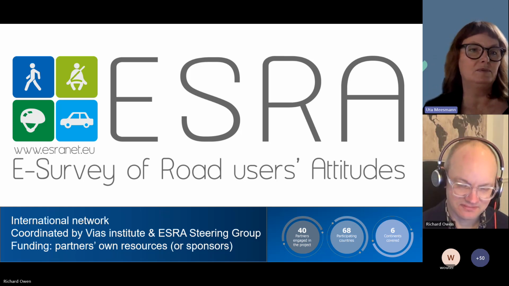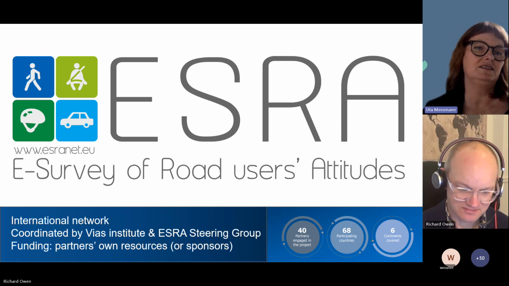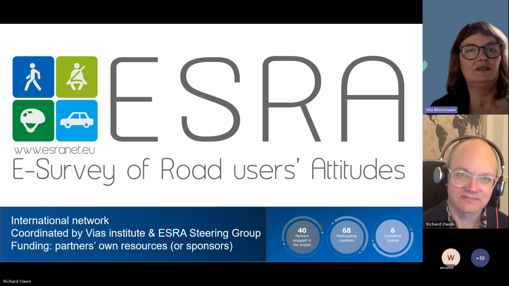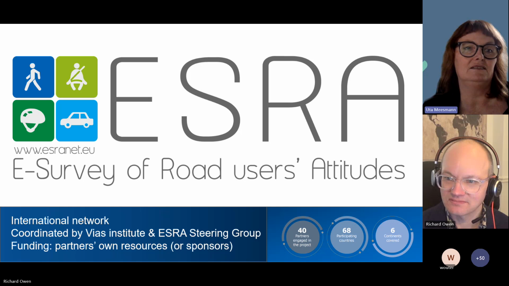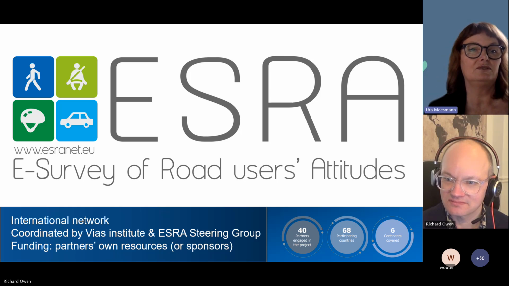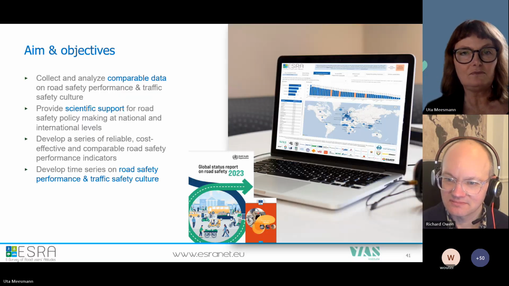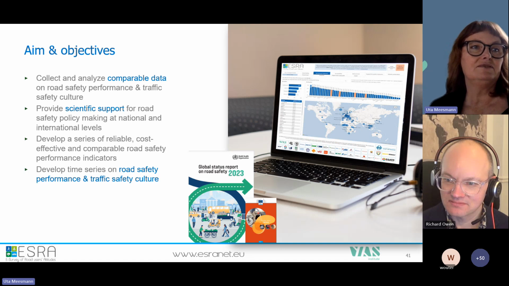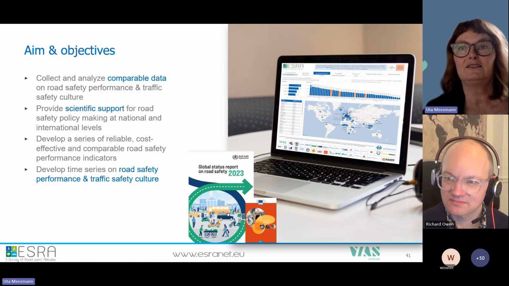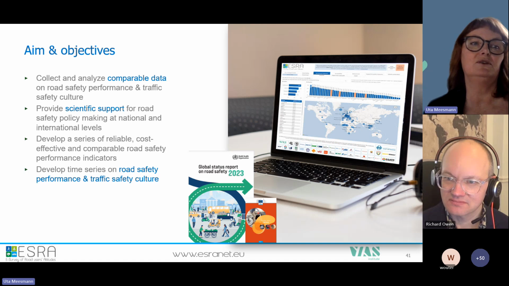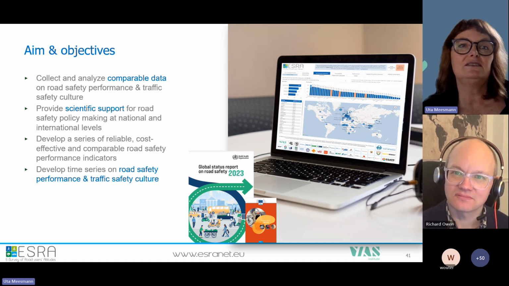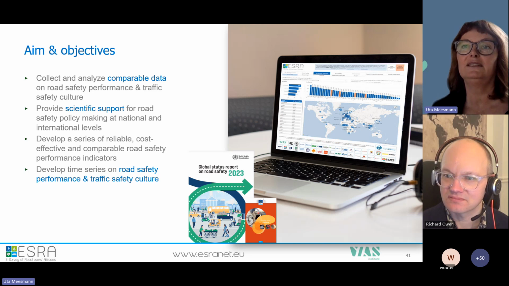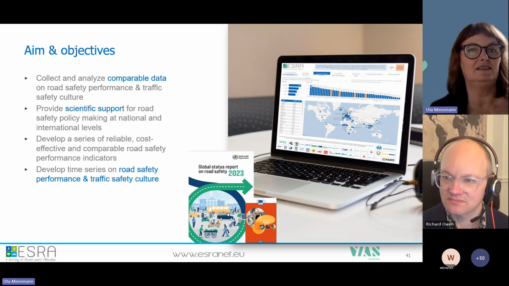So it's really a global project, and it's coordinated by FIA's Institute together with 10 steering group members, and it's funded by the partners themselves, by their own sources or external sponsors. So our aim of ESRA is to collect and analyze comparable data on road safety performance and traffic safety culture. And through that, we want to provide scientific support for road safety policy making at national and international level.